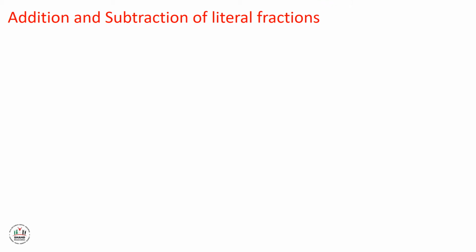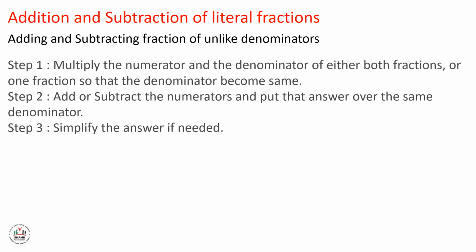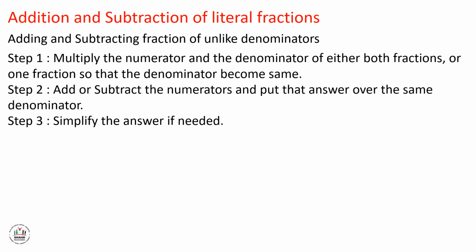Again, addition and subtraction of literal fractions, but this time with unlike denominators. We need to follow the same previous steps, but we only need to change the first step, where we need to multiply the numerator and the denominator of either both fractions or one fraction so that the denominators become the same. Since we are dealing with unlike denominators, we need to make these unlike denominators into like denominators. So let's solve this example to understand the idea.